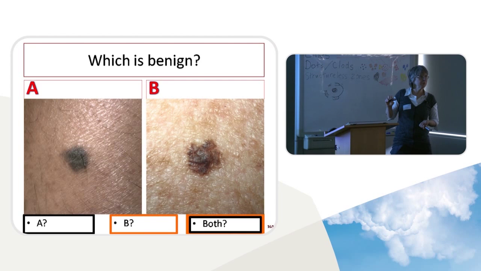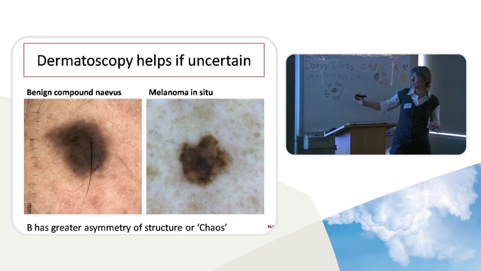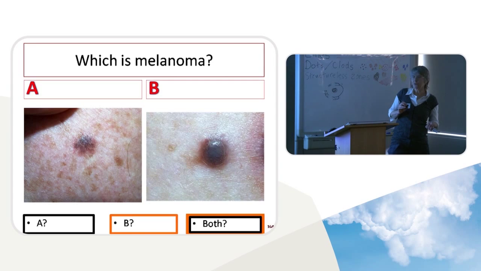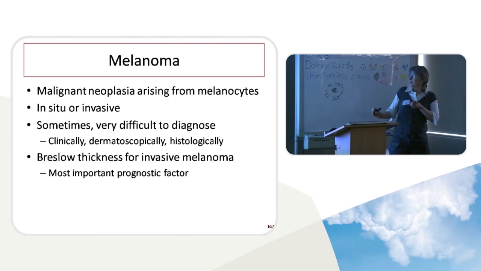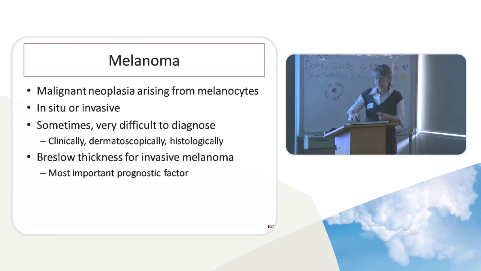Okay, sometimes it's easy, sometimes it's difficult. Which is benign? Not easy. So that one was uniform and is a compound nevus, and that is not uniform. So the not uniform, the loss of structure is helpful. Right, well, those two are both melanoma, just to make life difficult. And we'll deal with melanoma later. Thank you.